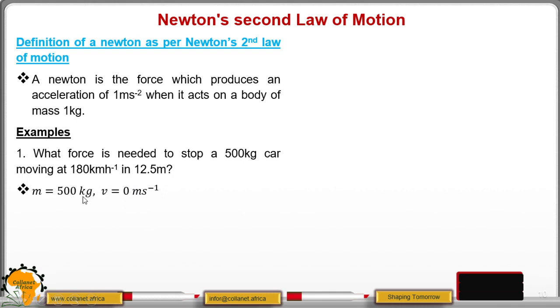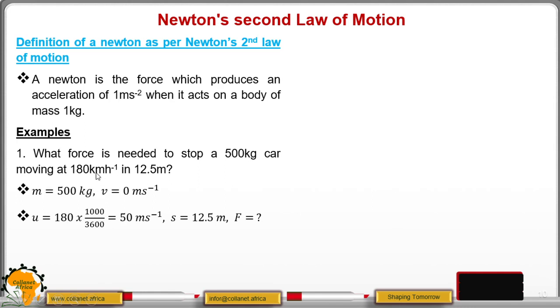m is equal to 500 kg. v, that is the final velocity, because we want to stop the car, the final velocity will be 0 meters per second. So we proceed as follows.